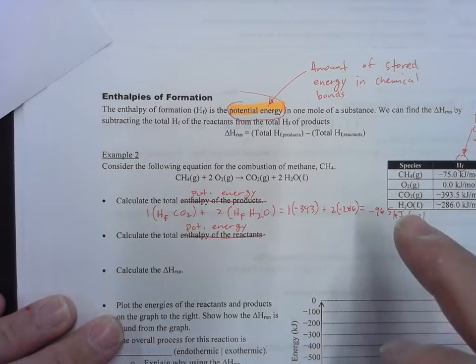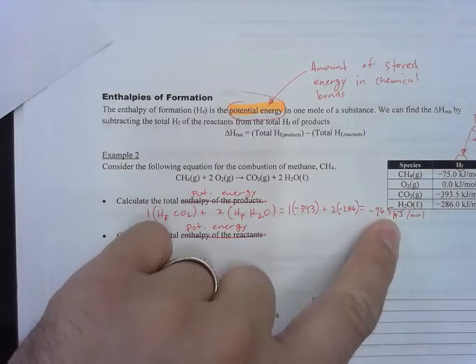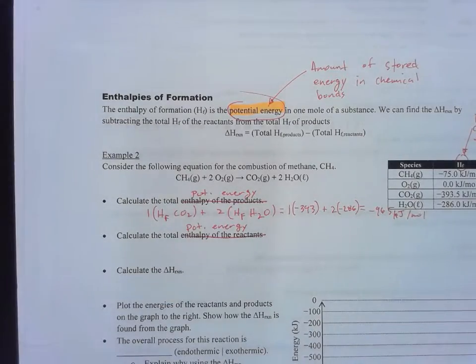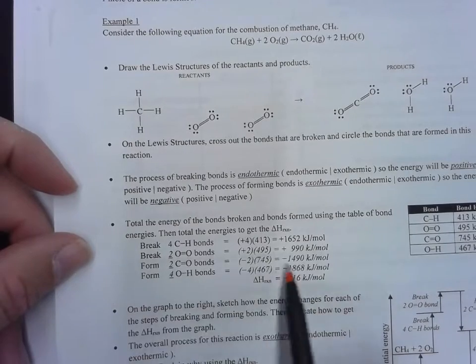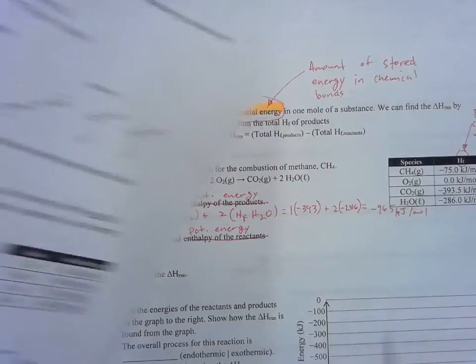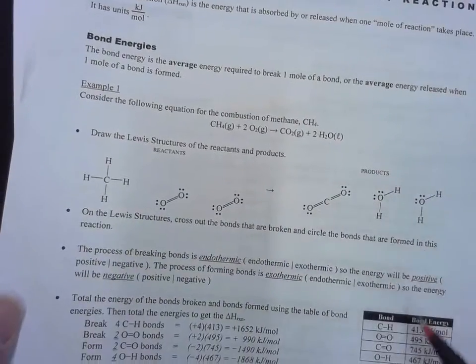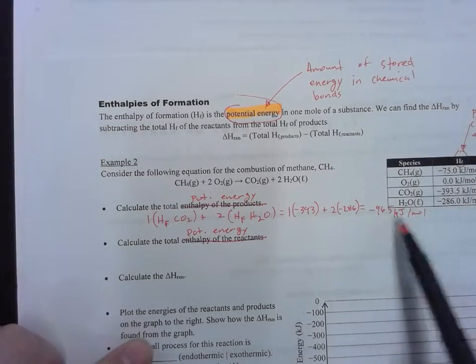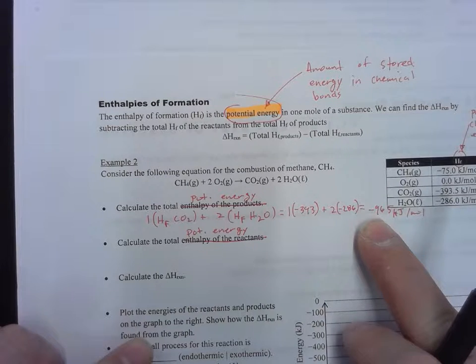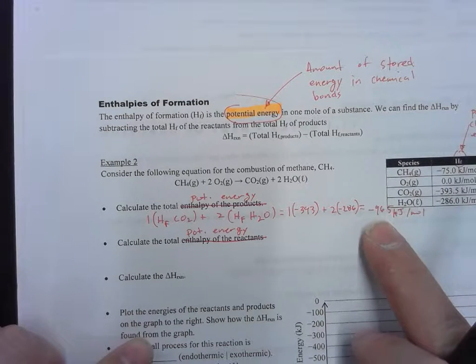All we did here, you guys, was what we just did back here. We did the same thing we did over here. It's just that instead of counting the bonds individually, we use the potential energy. That's all. So the potential energy of our products is going to be negative 965 kilojoules per mole.